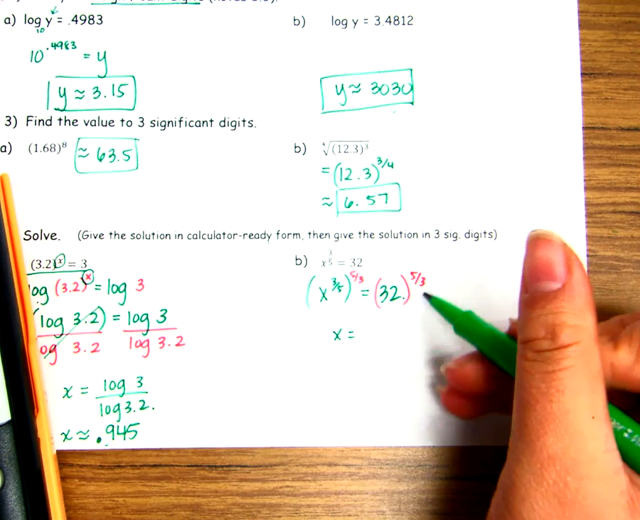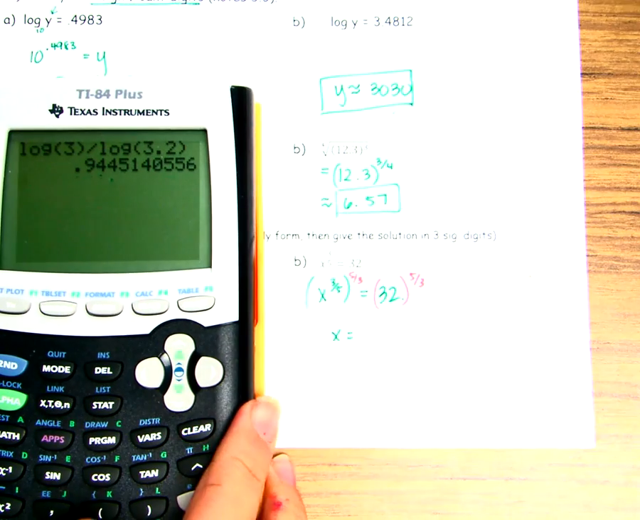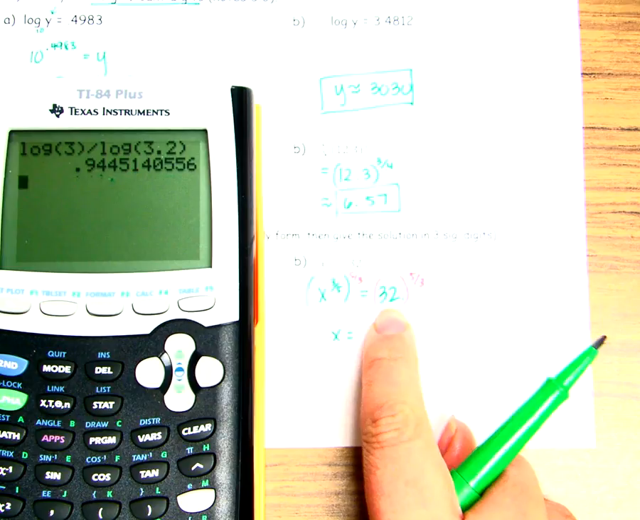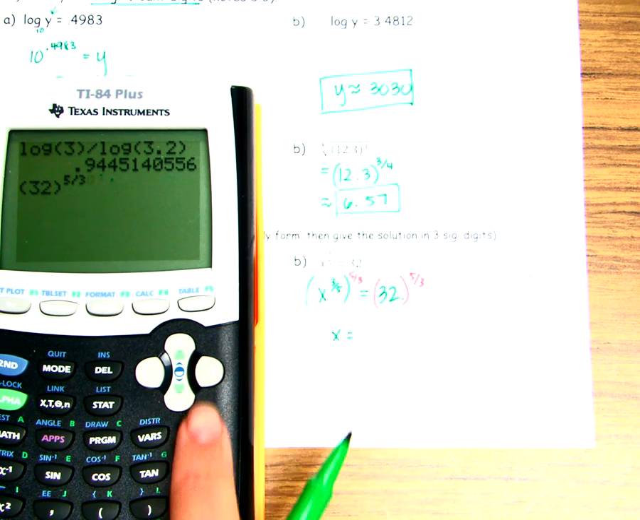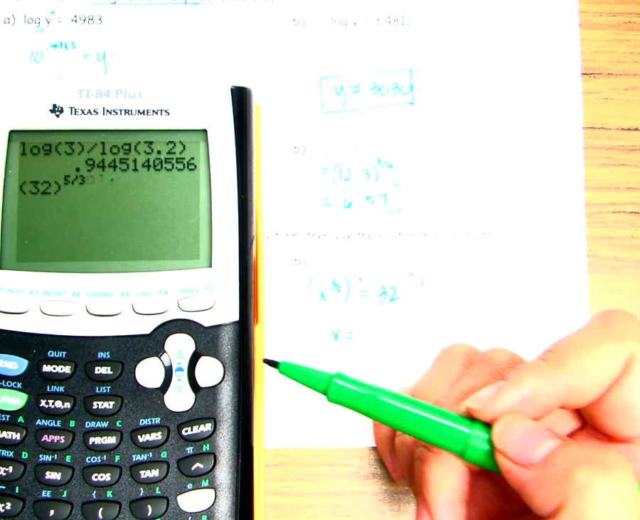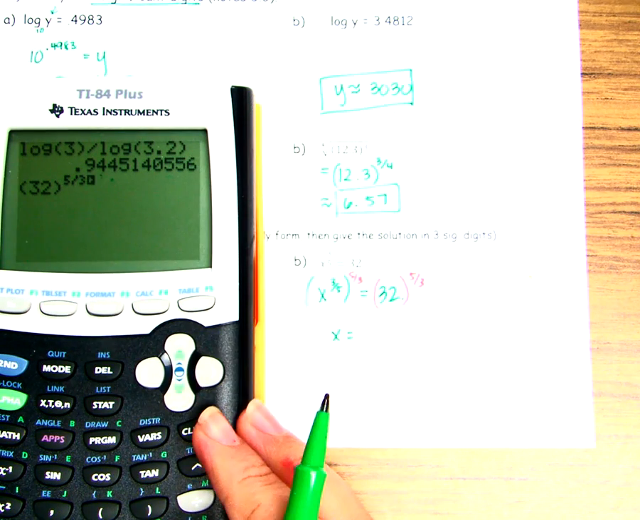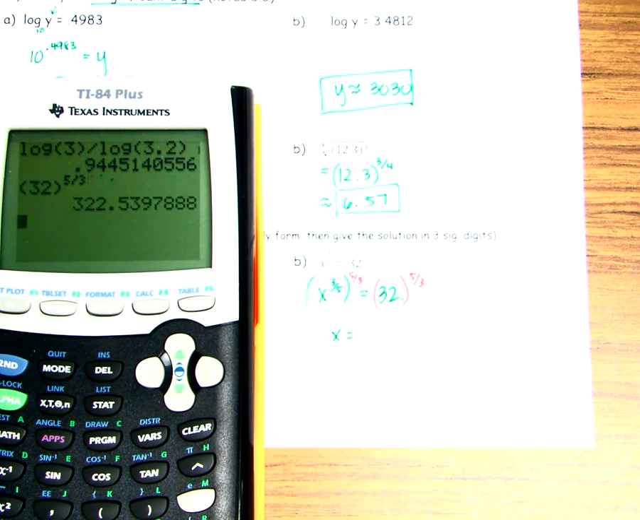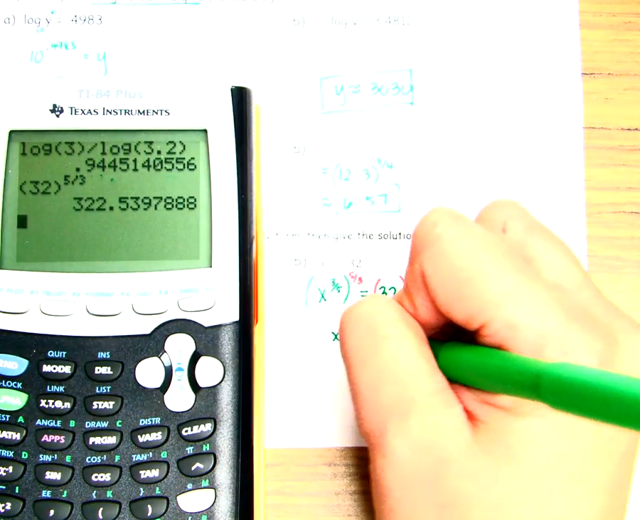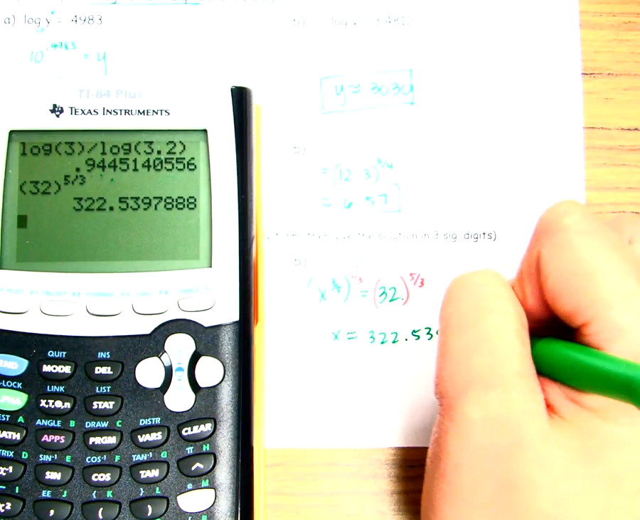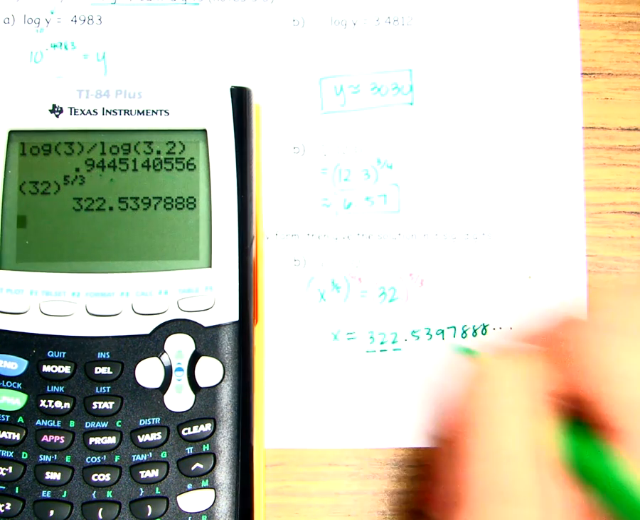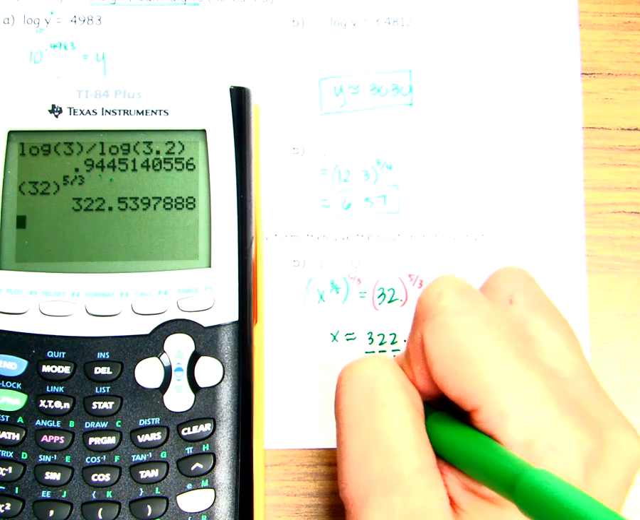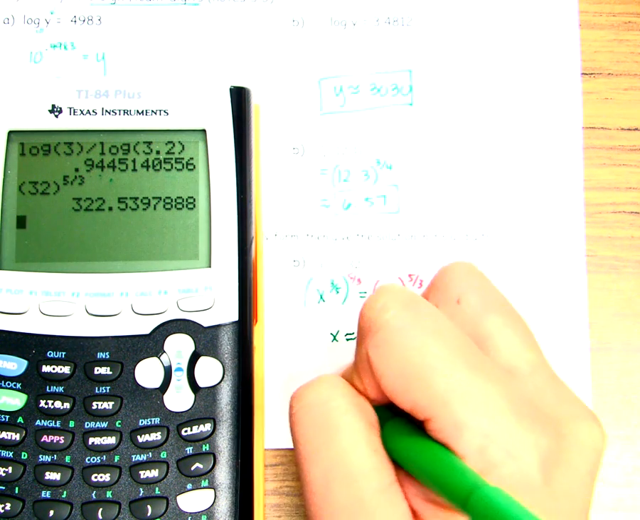And I was thinking about taking the cube root, but cube root of 32 is not going to work. So this is our exact answer. And so then I'm just going to go ahead and plug in parentheses 32 raised to the power of 5/3. I sometimes put parentheses just to make sure that it's not raising it to the wrong power, but I guess you could do it without parentheses. So this is approximately 322.5397888, and it's a bunch of them. But for 3 significant digits, I just want 3 of them. So it's going to round to approximately 323.